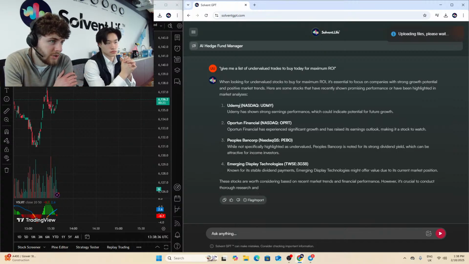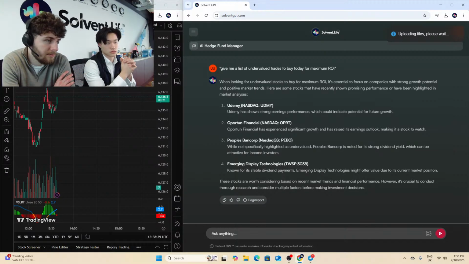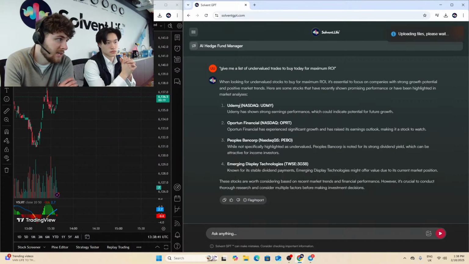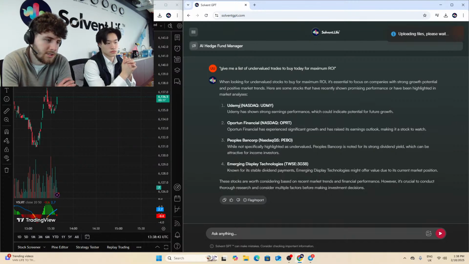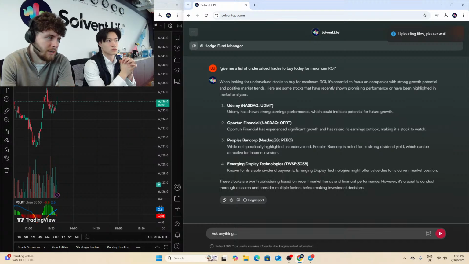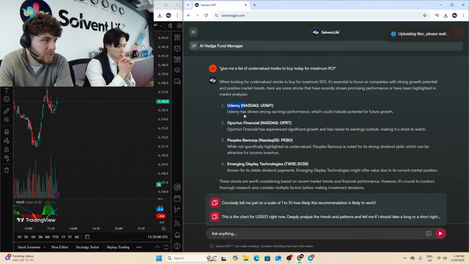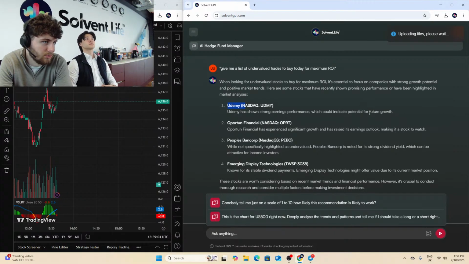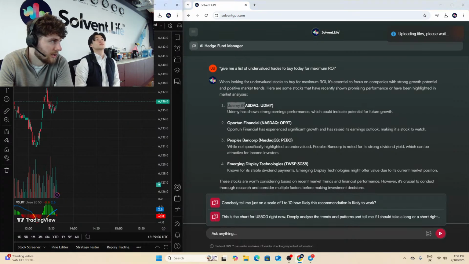Now, most of these stocks will be undervalued to quite a significant degree, whether they have a low price to earnings, a low price to sales, maybe they're moving below their 50-day moving average. You know, there's a huge amount of criteria that the software will search for to find an undervalued stock and allow us to place a trade on it. So we have number one, Udemy. It has shown strong earnings performance, which could indicate potential for future growth. Let's take a look at that.